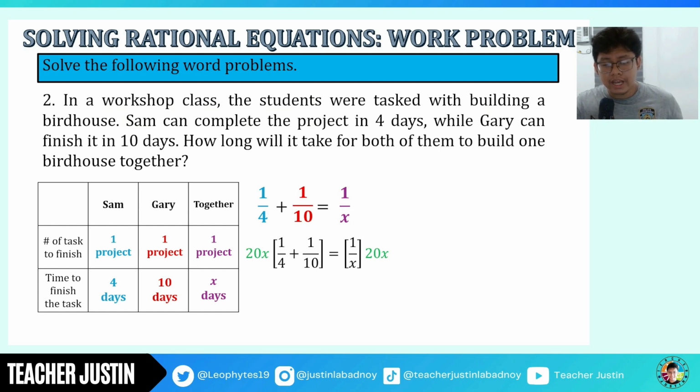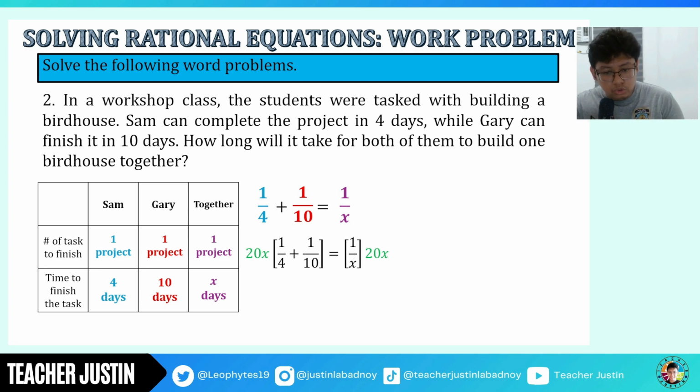Okay, so how did I get 20x? I multiplied 4 and 10 and x, so 40x, and I divided it by the greatest common factor of 4 and 10, which is 2. So 40x divided by 2, that is 20x. So yan yung ating greatest common factor.